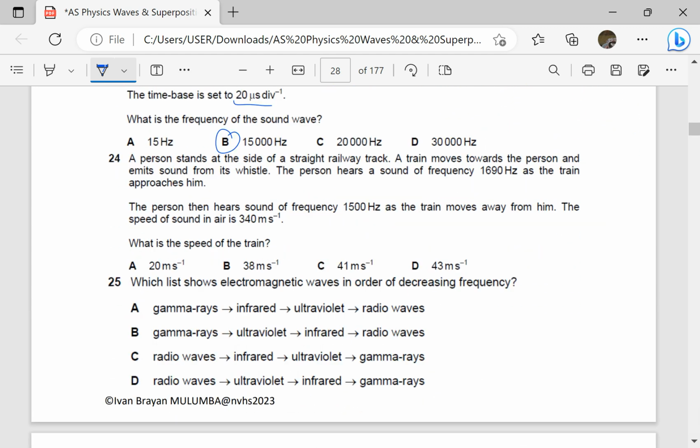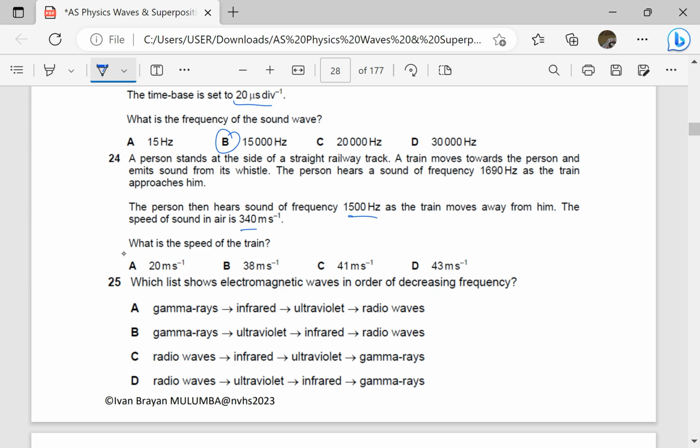A person stands at the side of a straight railway track. A train moves towards the person and emits sound from its whistle. The person hears a sound of frequency 1690 Hz as the train approaches him, the person then hears sound of frequency 1500 as the train moves away from him. The speed of sound in air is 340. What is the speed of the train?